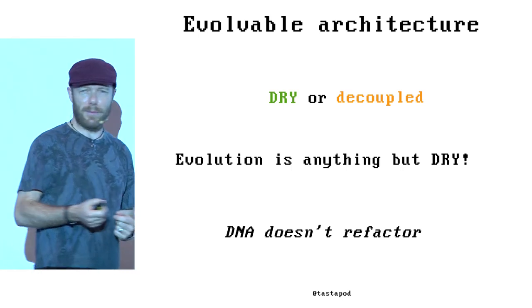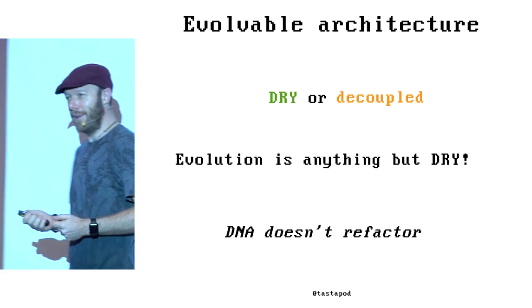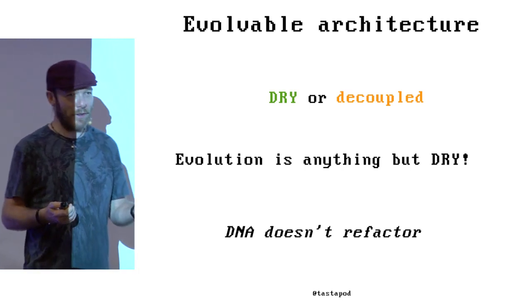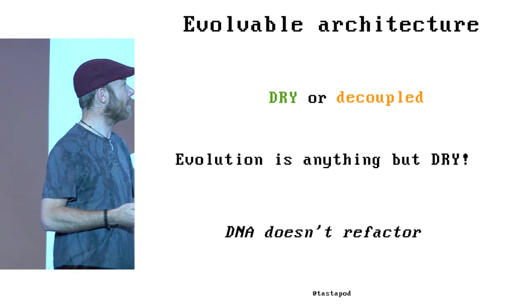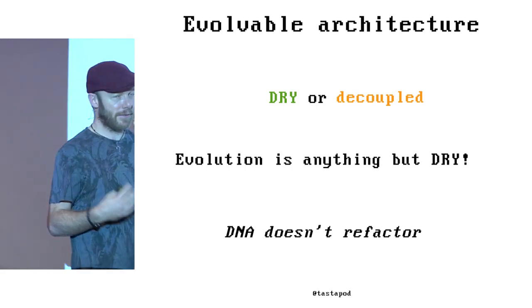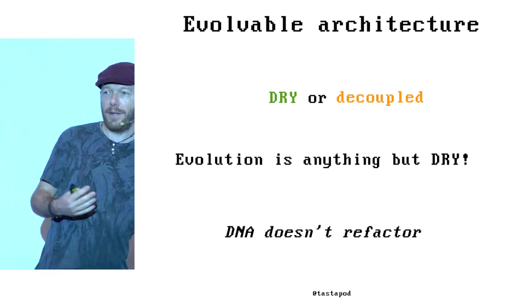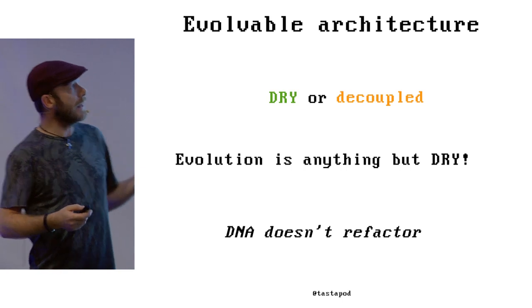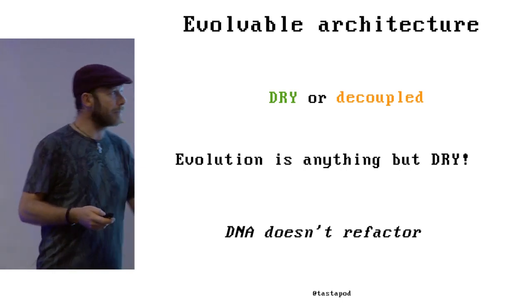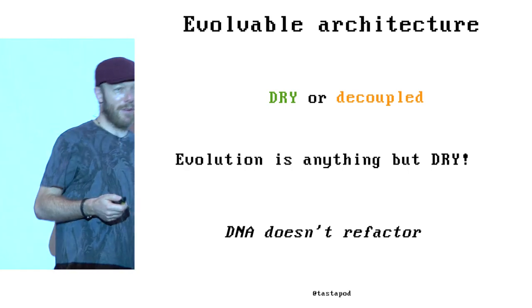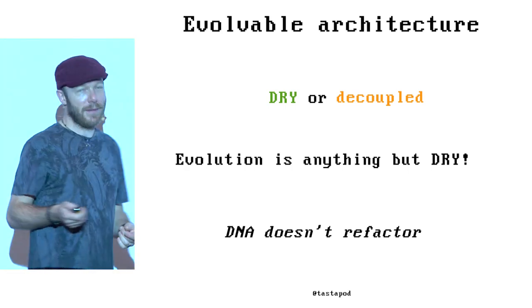DRY is good, well, decoupled's good. I heard that. Right, low coupling, high cohesion. I don't actually know what those words mean, but I've heard them so many times they must be true, right? And so if I want a proper decoupled component-based architecture, I need to think about separating out components. I need to think about being okay with some duplication. Funny enough, when we talk about evolvable architecture, evolution is anything but DRY.